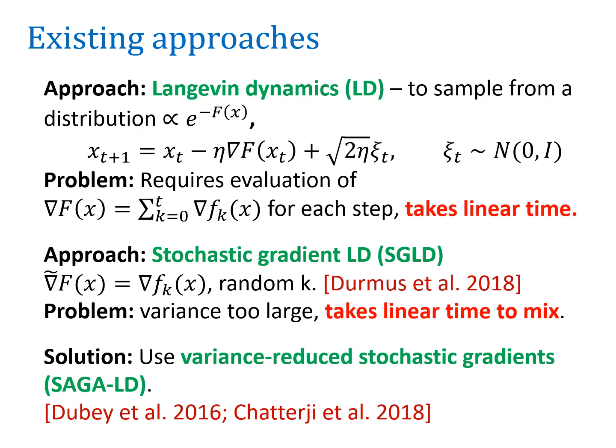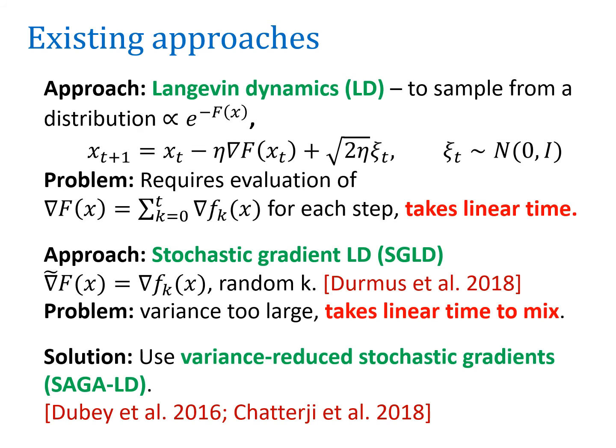One standard approach to sampling from a log-concave distribution e to the minus f is Langevin dynamics, which is basically gradient descent plus Gaussian noise. However, calculating the gradient in Langevin dynamics requires evaluating the gradient of the entire sum, which takes linear time. The next natural idea is to use stochastic gradients. This is the SGLD algorithm.